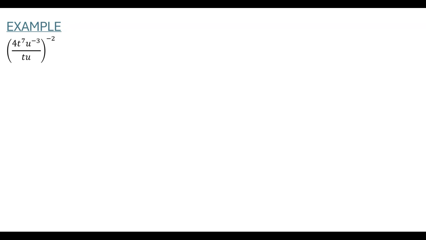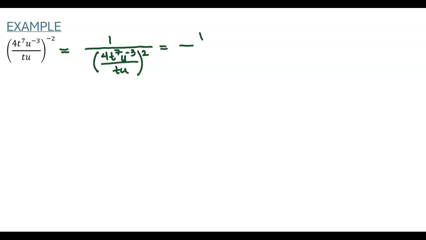Here is the whole fraction raised to a negative power. So I think I will deal with that outside negative power first, but you could also simplify within the parentheses first or do a lot of other things. So that really means 1 over 4t to the 7th, u to the negative 3, over t times u, all raised to the positive 2. As soon as you take a reciprocal, it makes it a positive power.